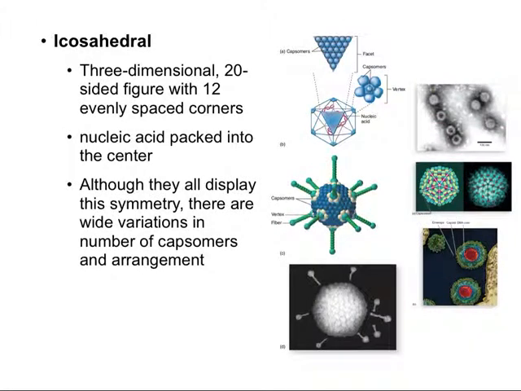The icosahedral form is a little bit more complex. It is a three-dimensional 20-sided figure with 12 evenly spaced corners. You can see this three-dimensional model in full form here. Let's break it down just a little bit though.